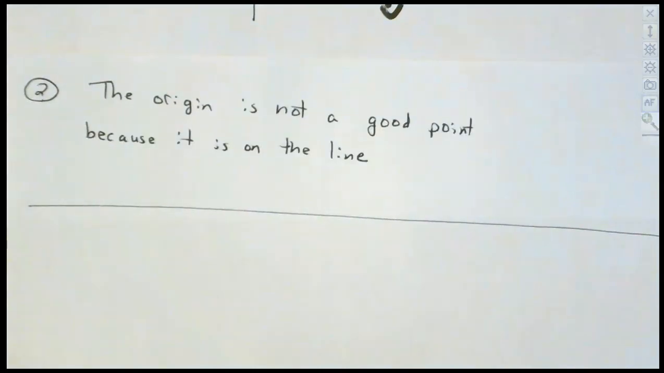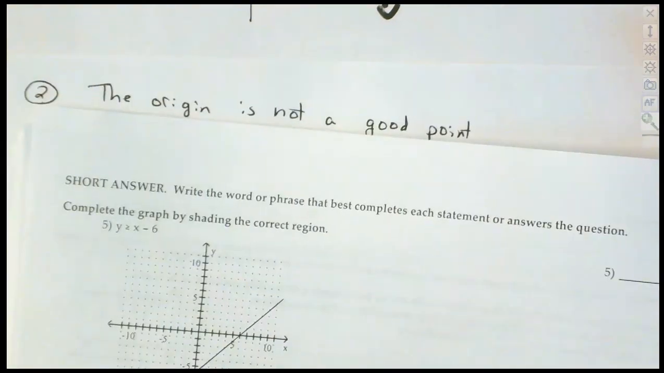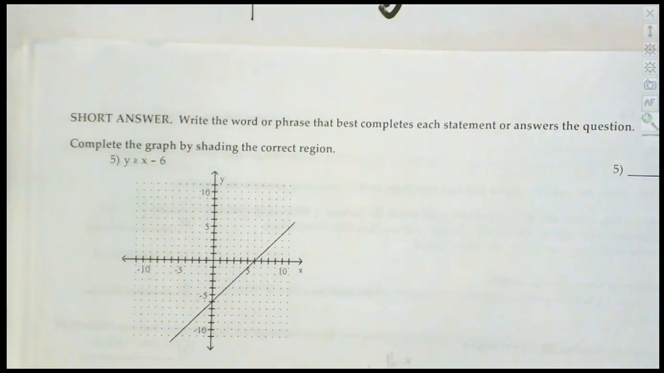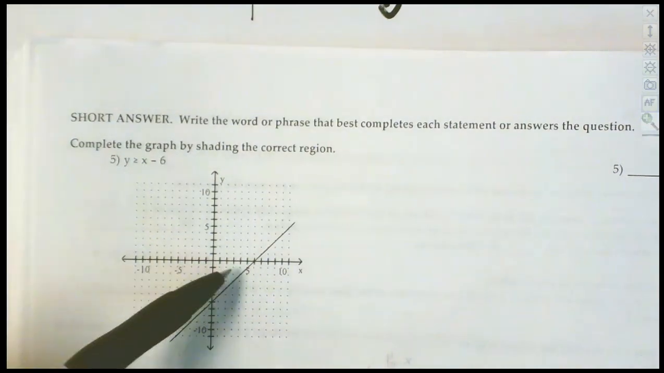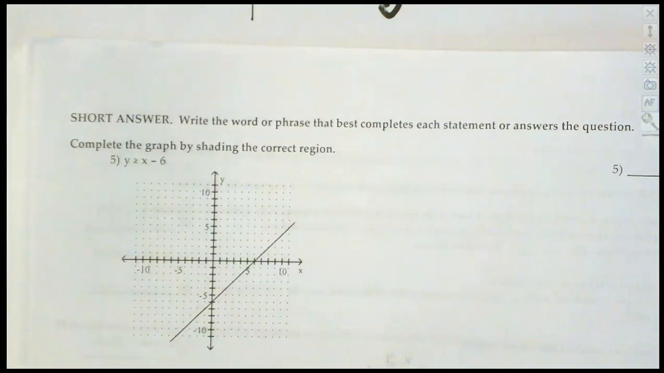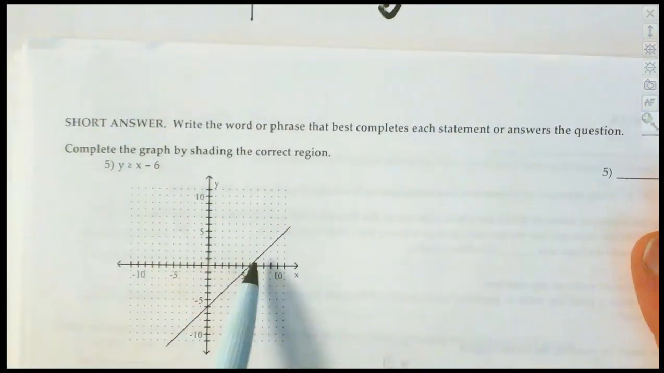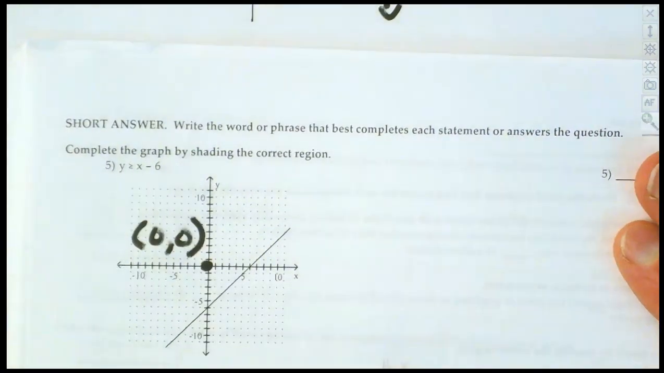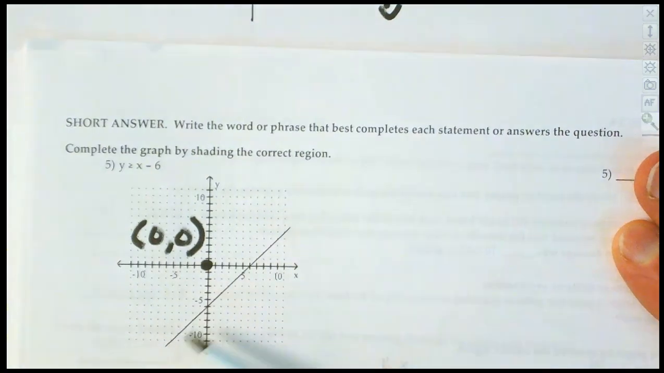Question 5. Now, on question 5, most of the work has been done for you. All we need to do is figure out if we shade above or below our line. The line has been graphed. We just need to figure out where to shade. Does this line go through the origin? No, it's below it. So we can check (0, 0), because (0, 0) is nowhere near that line.